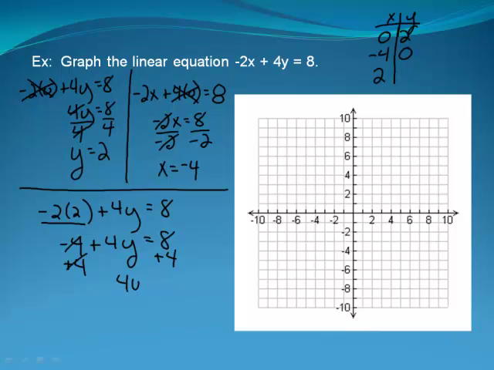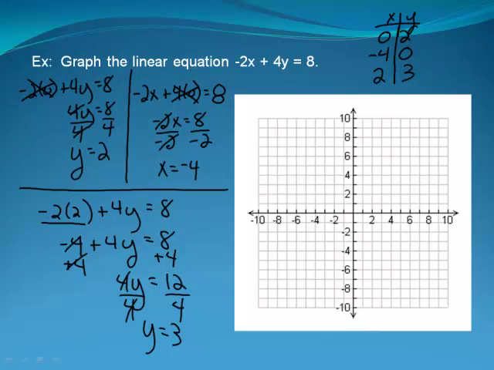Now we've got 4y is equal to 12. 8 plus 4 is 12. Divide both sides by 4 to get the y by itself. And y is equal to 12 divided by 4, which is 3. So when x is 2, y is 3.